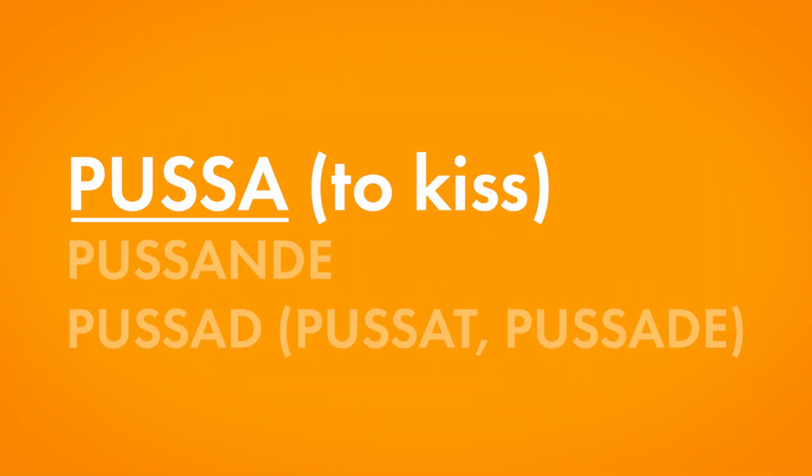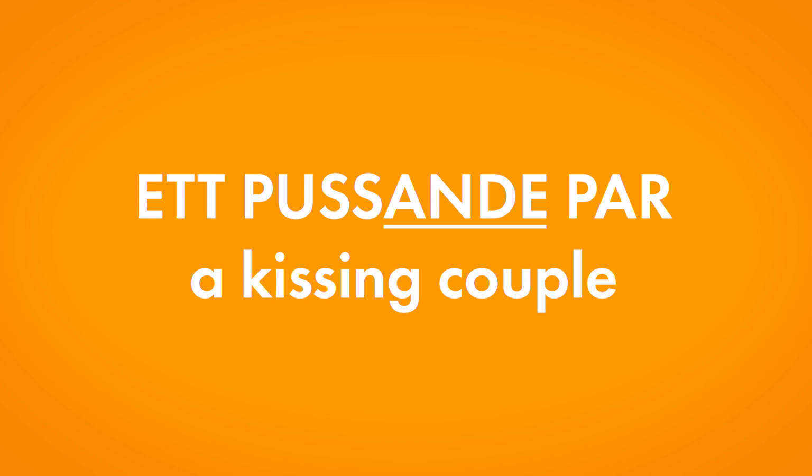So we have pussa. Pussa means to kiss. And pussande means kissing in the present tense. So a kissing couple, ett pussande par. And then we have the past participle, which would be pussad.